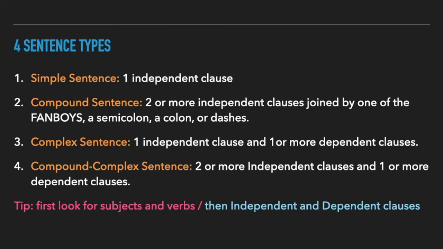Okay, so there are four sentence types. We have a simple sentence. This is your basic sentence. Usually it's just subject, verb, object. It could be a command where the subject is implied, or it could be a question, but it's just one independent clause.